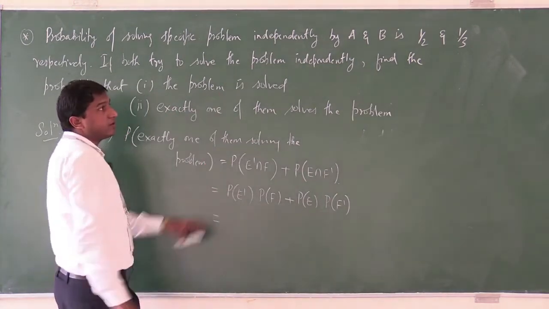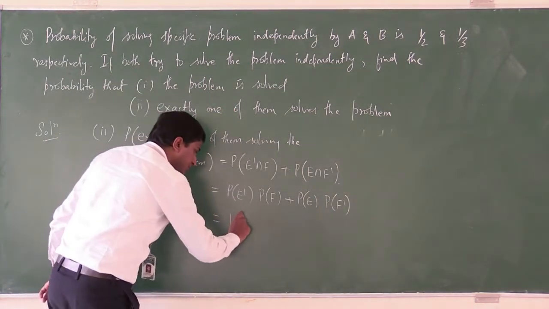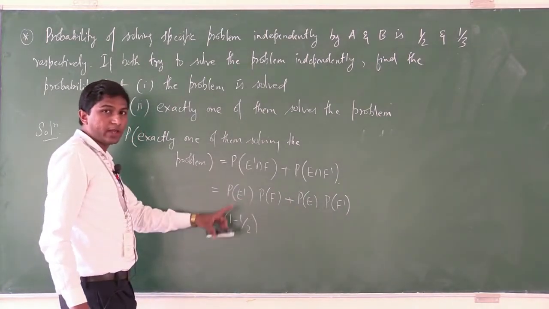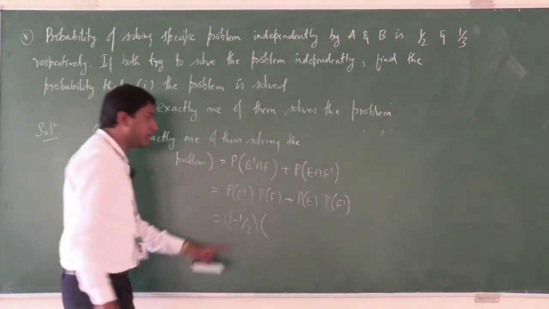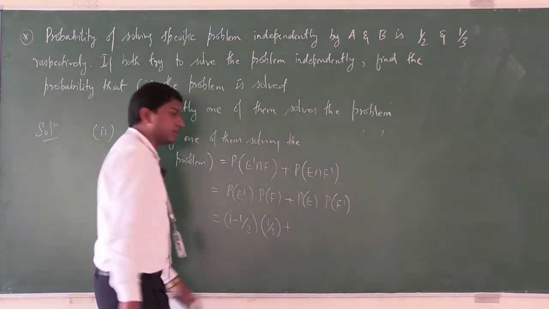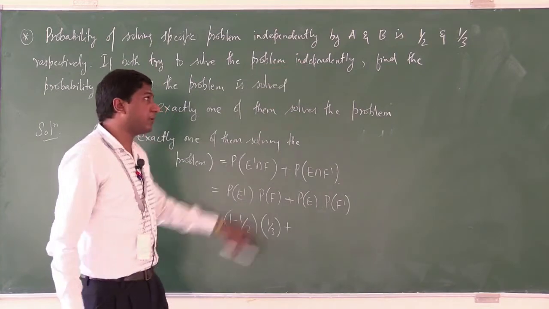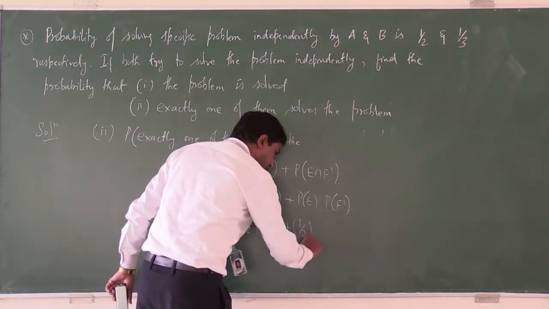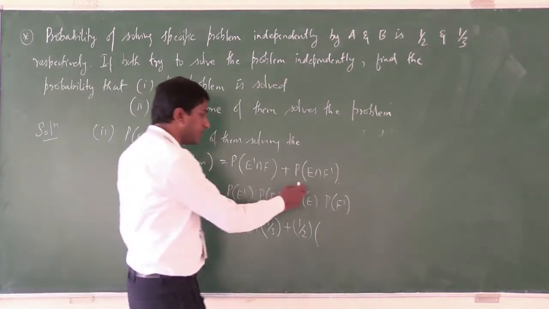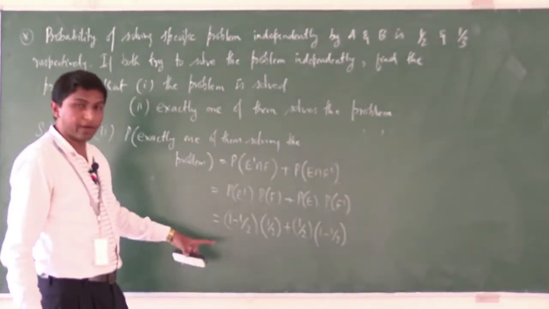What is P of E? P of E is 1 by 2, hence P of E dash will be 1 minus 1 by 2. Again, P of F is already given in the problem to be 1 by 3. Then plus P of E, where E is A solving the problem, which is nothing but 1 by 2 into P of F dash. P of F is 1 by 3, hence P of F dash will be 1 minus 1 by 3.